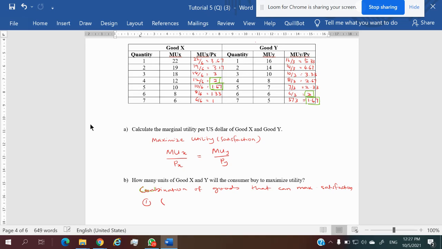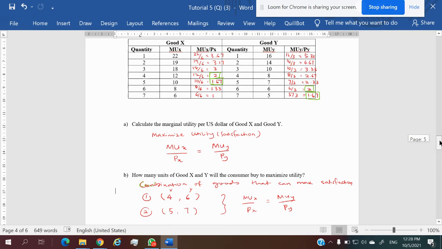So the combination is 4X and 6Y. So this is good X, this is good Y. The second combination is at 1.67, 5 good X, 7 good Y. So these are the combinations of goods where you can maximize your satisfaction.